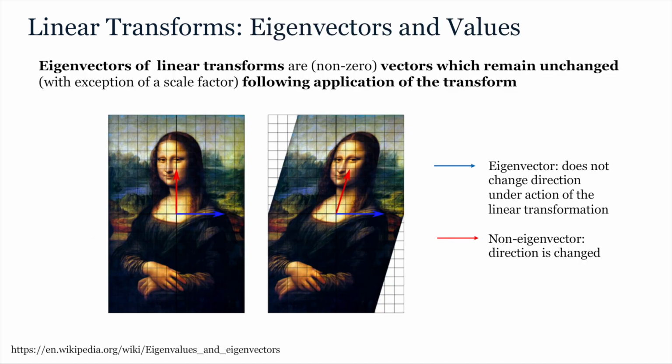Eigenvectors of a given linear transform are defined as the directions which remain unchanged with the exception of a scale factor following the application of a transform. For example, in this operation performed on the Mona Lisa, the red vector, originally in the y direction, changes under the operation of the transform, whereas the blue arrow in the direction of the x-axis does not. In this case, the blue vector is an eigenvector.